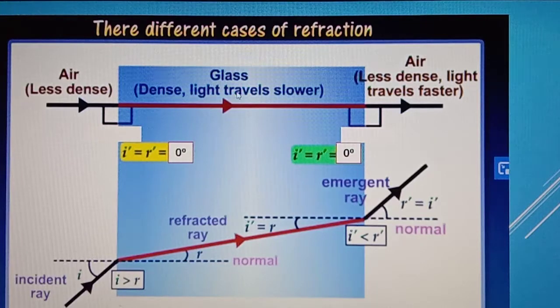For a denser medium like glass, light travels slower. For a less dense medium like air or water, light travels faster. So in this case, when I equals 0, or the light ray is incident along the normal line or perpendicular to the boundary, we get angle of refraction equals 0, meaning there will be no change in direction for this case, but the velocity decreases.